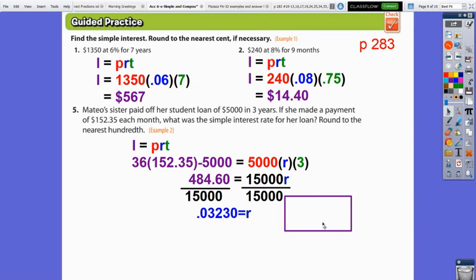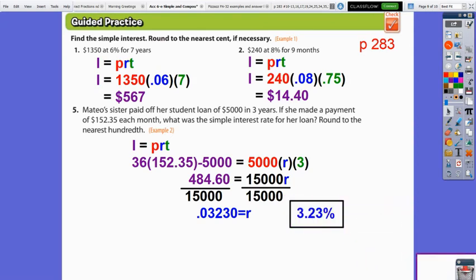So what percent was this student loan? Rounded to the nearest hundredth, 3.23%.